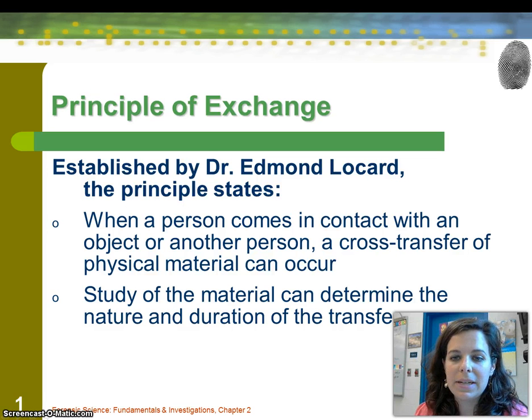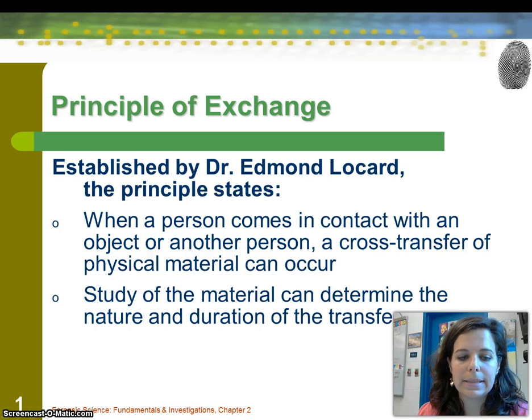So when a person comes into contact with an object or another person, a cross-transfer of physical material can occur, meaning that fibers from one person may go to another, or fibers from a carpet might go to a person, etc. So if you study the material, you can figure out the nature of the transfer. So was a person walking on the carpet? Were they hugging someone? What was going on? And the duration. How long did that transfer last?